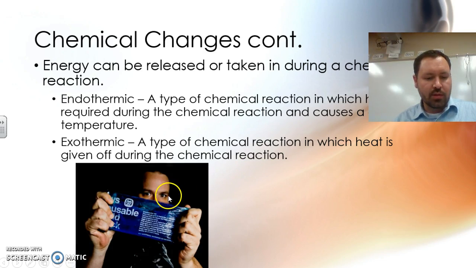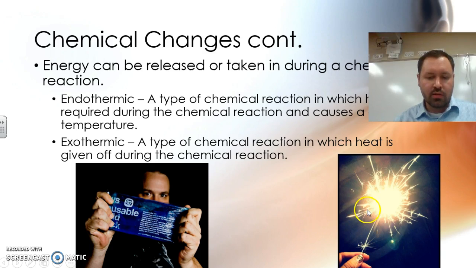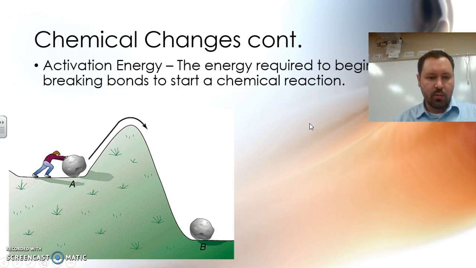For example, some of the cold packs that you have to twist, they get colder. That makes it an endothermic reaction. Sparklers, fireworks, explosives, things like that, those are all exothermic reactions. So they give off heat as they go through the chemical reaction.